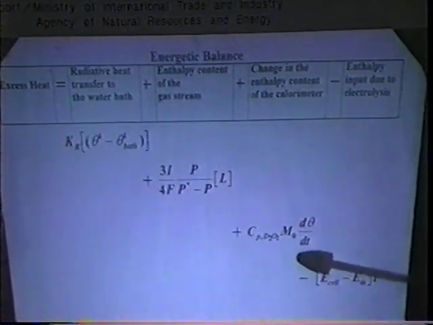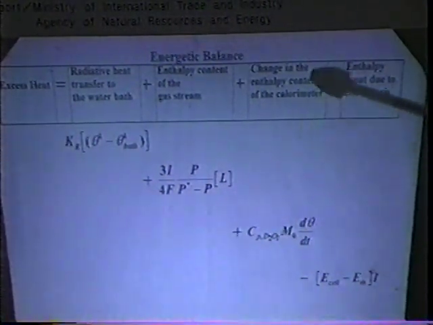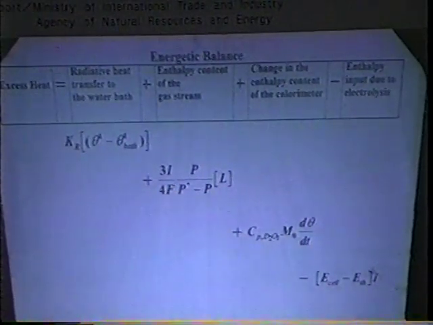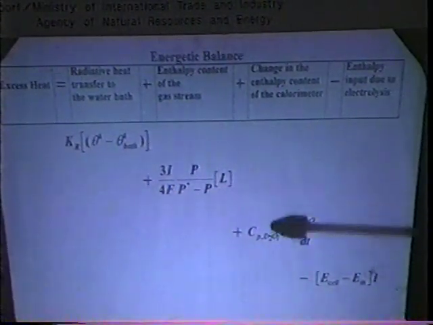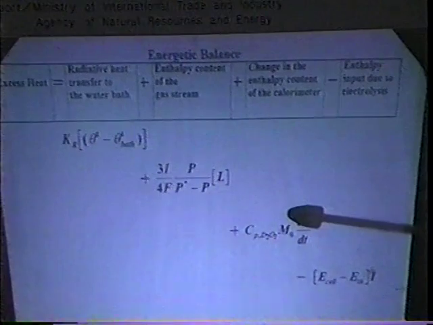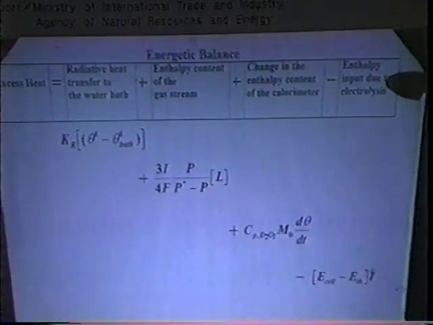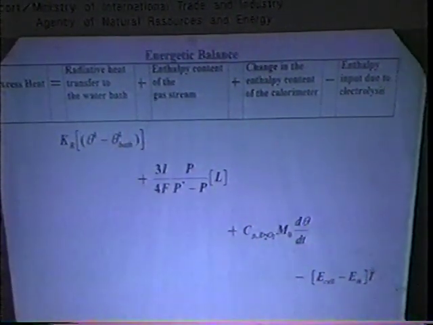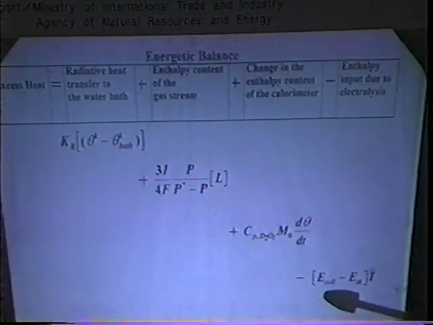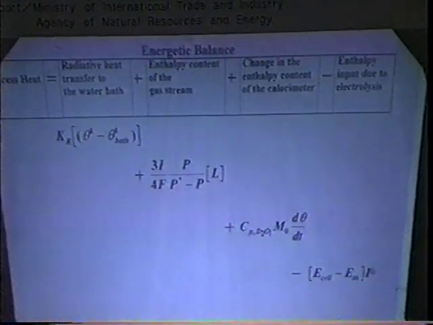If the temperature of the cell is changing, you have to take into account the change in the enthalpy of the content of the calorimeter. If the temperature is almost constant, this term is also negligible. But if you are in a position where the temperature is changing fast, then you have to take that term into account. And finally, you have to reduce the heat you are putting in the system due to the electrolysis, which is the voltage across the cell between the anode and cathode, minus 1.54 volts in the case of heavy water, multiplied by current. So this gives you the excess heat.